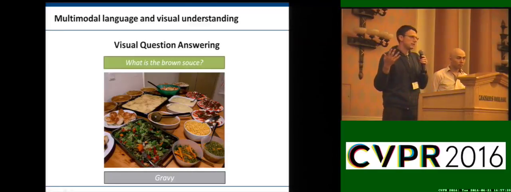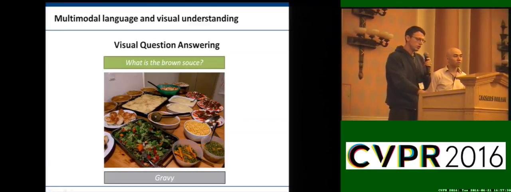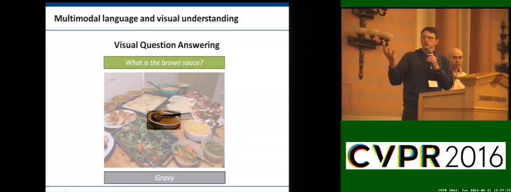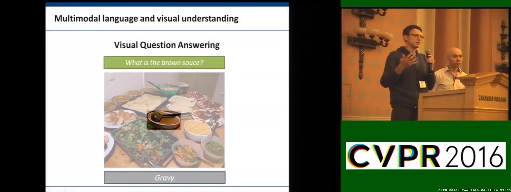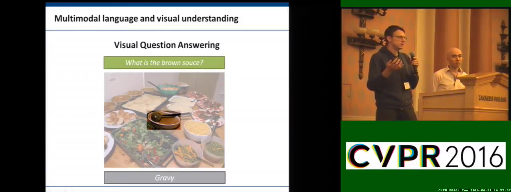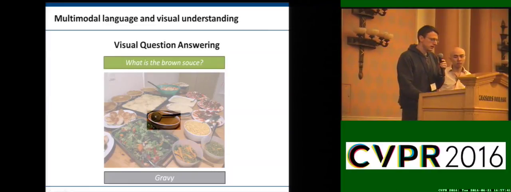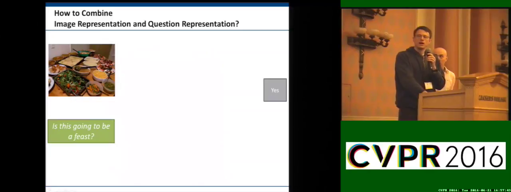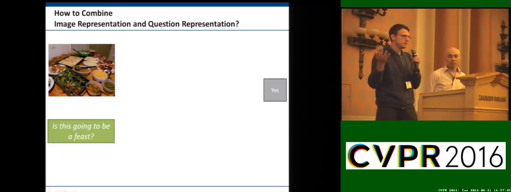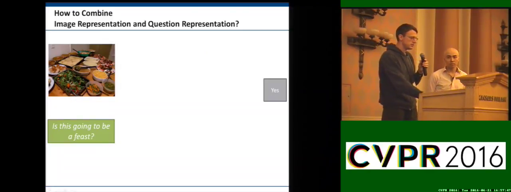And what does it have to do for that? Well, first it has to locate the gravy or the sauce and then describe this region with gravy. And let me tell you how we approach that, by first asking, well, how can we actually combine this visual representation and the language representation?